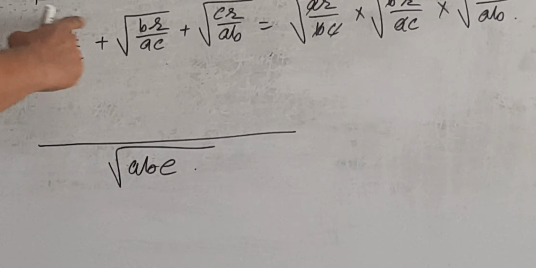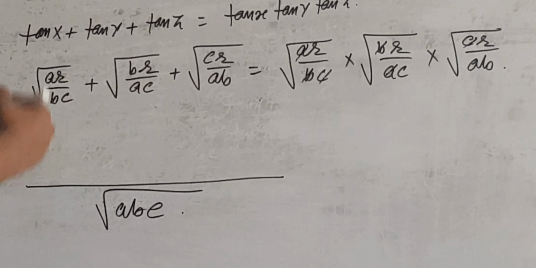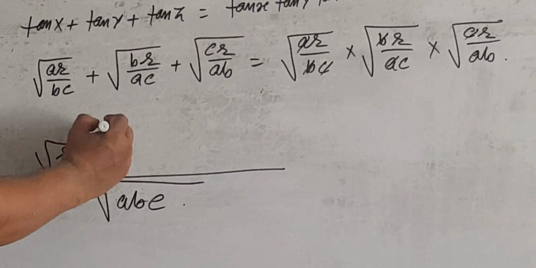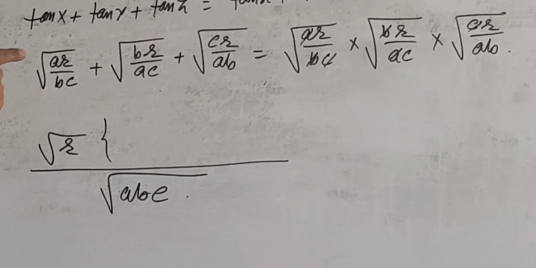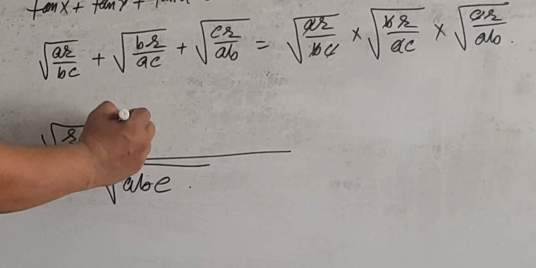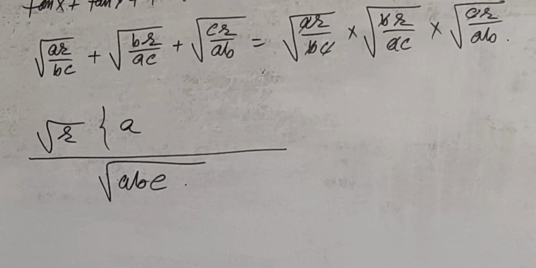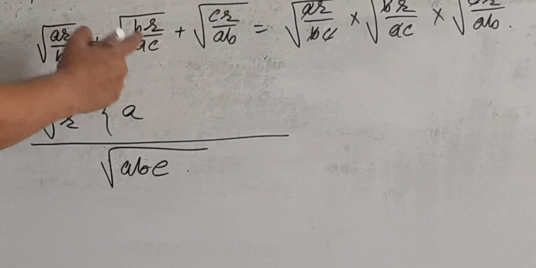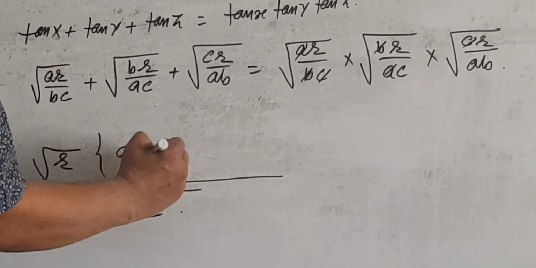See, from the numerator, that root R we take common. Now here, we multiply root A up. Root A into root A means A square. Root A square becomes A. Same thing here, we multiply B. So root B square is B.